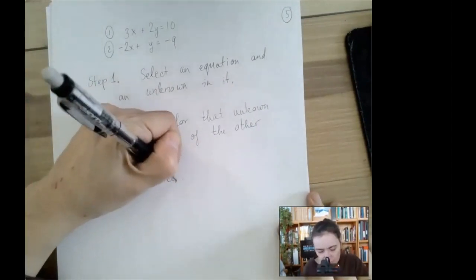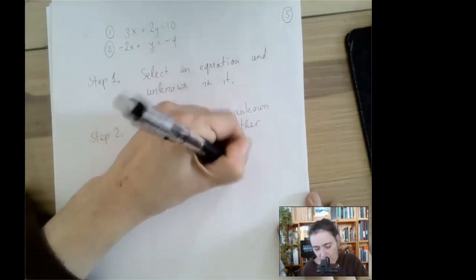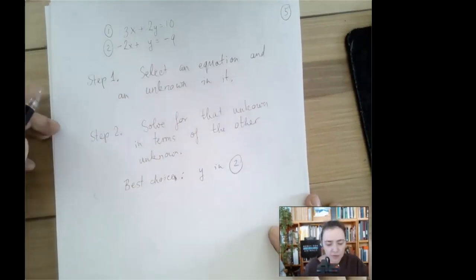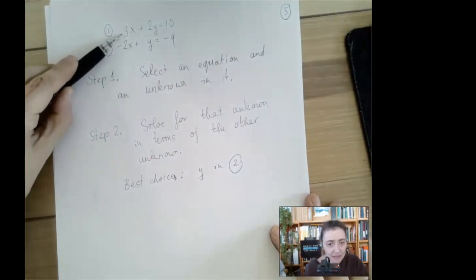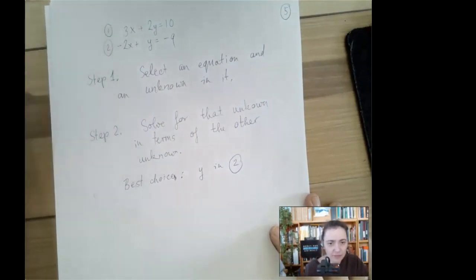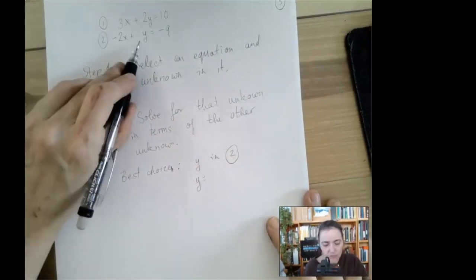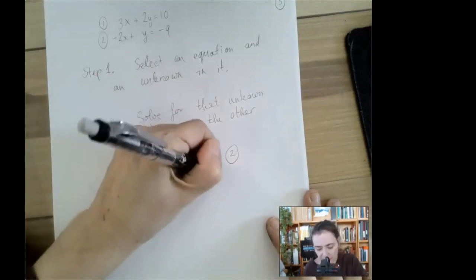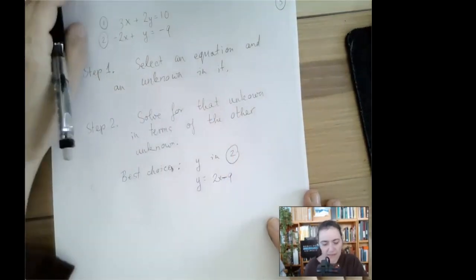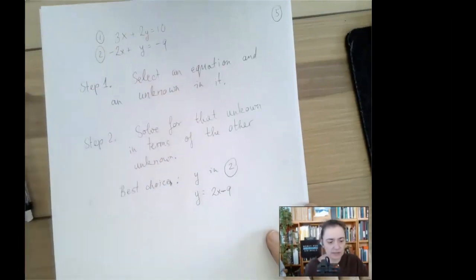So the best choice is y in the second equation. Simply because when we solve for y, the last step will not involve division. When we solve for x here, which is the worst decision, the last step is going to be a division by 3. So the best choice, y in 2, because in the second equation, y equals 2x minus 9. You see what I did? I just added 2x to both sides.